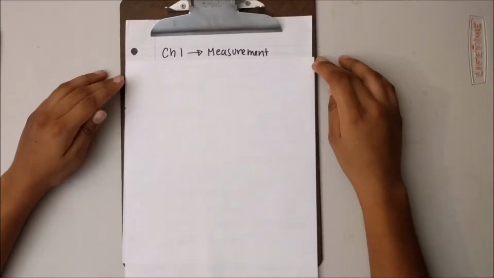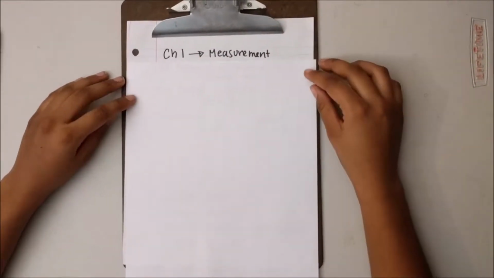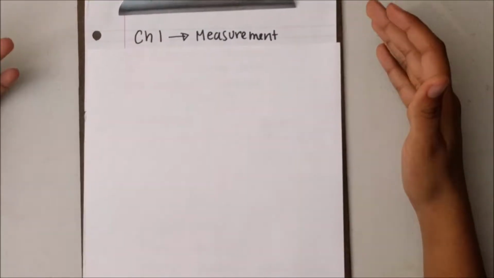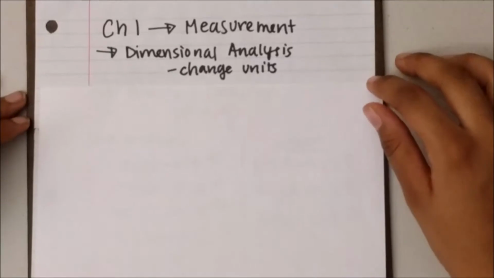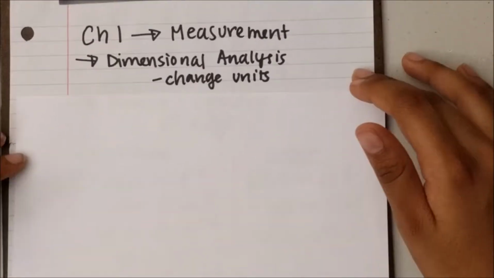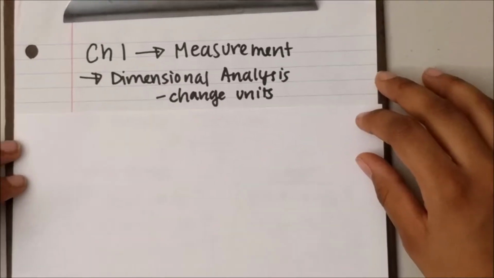Today we will be going over Chapter 1 in AP Physics C Mechanics, which is about measurement. The first major topic in Chapter 1 is the idea of dimensional analysis. You may have covered this in your Chem Honors or Physics Honors class, but we will also go over this again in Chapter 1.